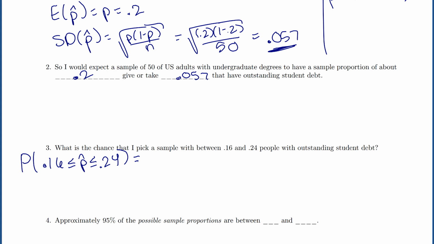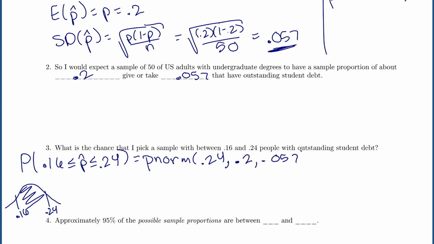Okay, to do this, we're going to need to use p norm because we said it's a normal distribution. Here's my 0.16, here's my 0.24. I want the area in between them. So remember, we have to do p norm of the bigger value minus p norm of the smaller value. So we'll do p norm of 0.24, comma, and then we put our expected value of 0.2. We put our standard deviation of 0.057 minus, we'll do p norm again, and we put in our 0.16, expected value 0.2, standard deviation 0.057.